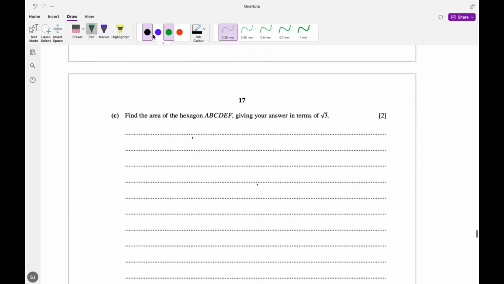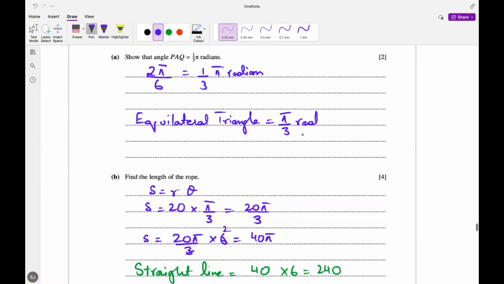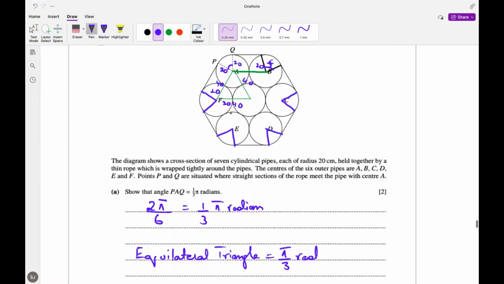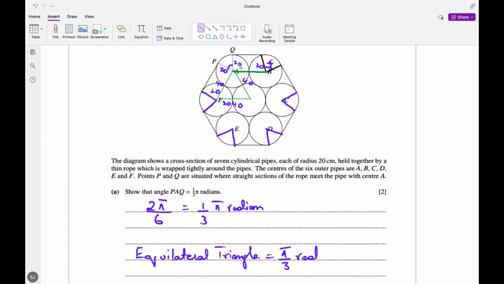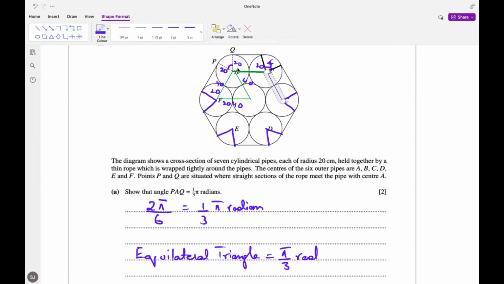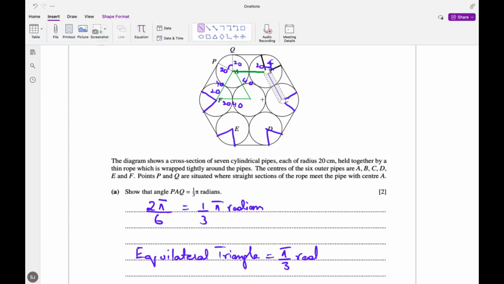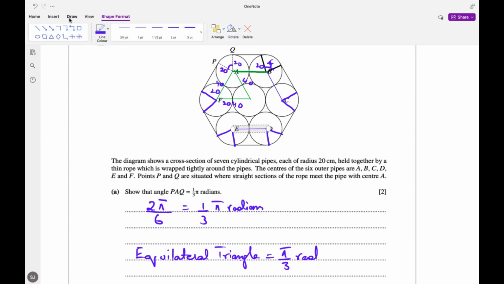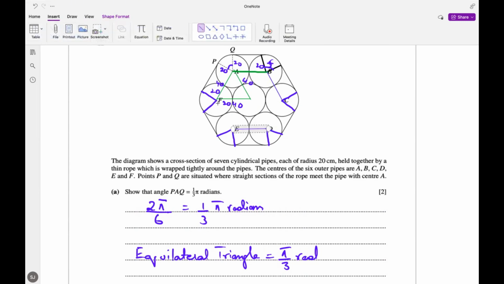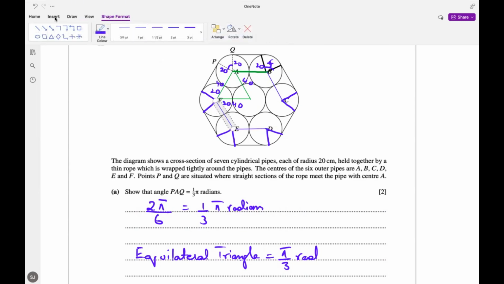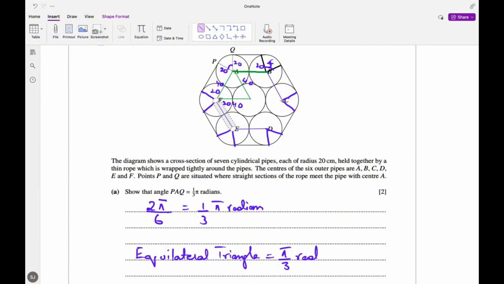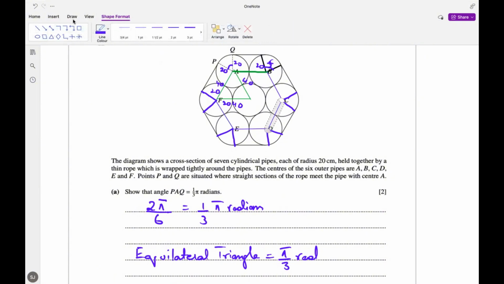In part C, it is asking us to find the area of the hexagon A, B, C, D, E, F, giving our answer in terms of root 3. Now, to find the area of the hexagon ABCDEF, we can first make straight lines to join each of the centers to make a hexagon. So we have joined ED up here, we have joined BC, we can join EF, and then finally we'll join CD up here to make a hexagon.